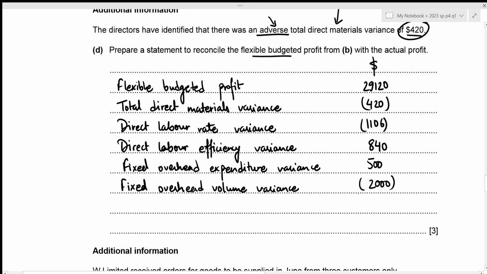Okay, this concludes all of our variances, so we can figure out the actual profit now. And that is just going to be the sum of these amounts. So that's 29,120 minus 420 minus 1106 plus 840 plus 500 minus 2000, which results in the value of 26,934. This concludes the fourth part. Let's move to the next one.